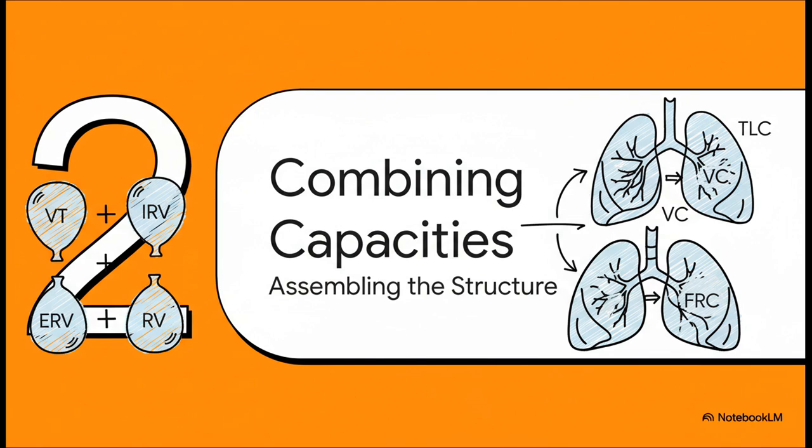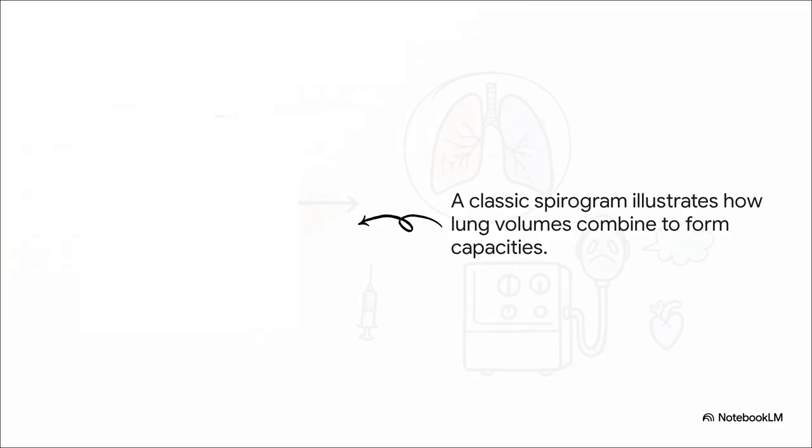Now it's time to start snapping them together. When we talk about a capacity, all it means is we're adding 2 or more of those volumes together. And these capacities are what give us a real functional picture of what the lungs are doing. This classic spirogram, it's really the best way to see how this all fits together. You can clearly see those gentle waves of tidal volume, right? Then the big swing up for the inspiratory reserve and that big push down for the expiratory reserve. We're about to see how these stack on top of each other to make the larger capacities.